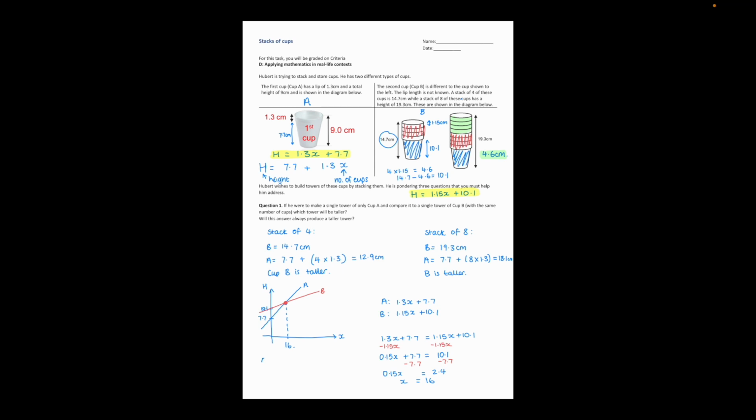So a stack smaller than 16 will lead to cup B being taller. A stack larger or bigger than 16 will lead to cup A being the larger stack. So you can then explain that in a lot of detail there.